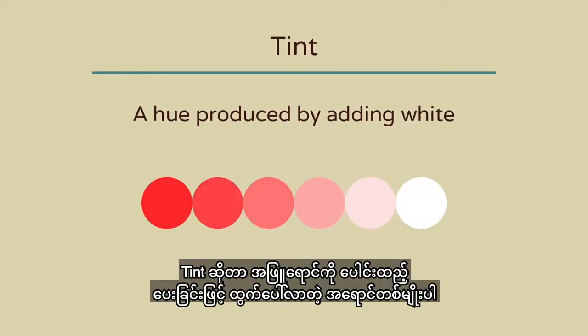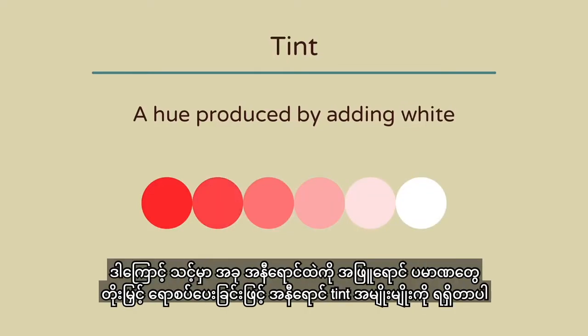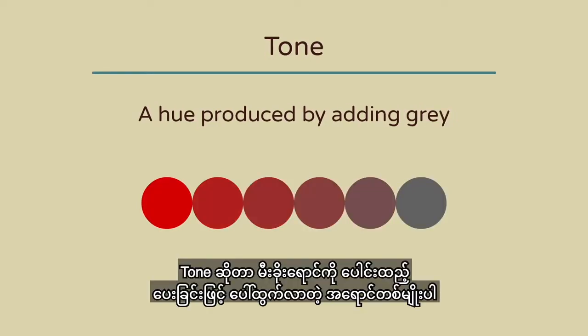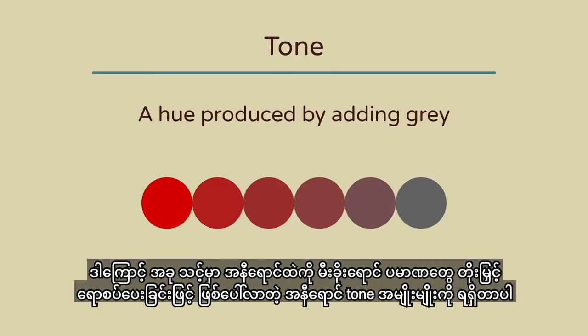A tint is a hue produced by adding white. So now you have a variety of red tints made by mixing the red with increasing amounts of white. A tone is a hue produced by adding gray. So now you have a variety of red tones made by mixing red with increasing amounts of gray.